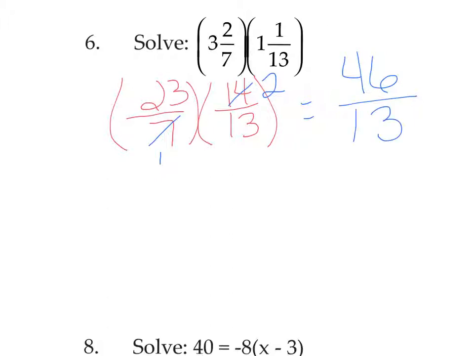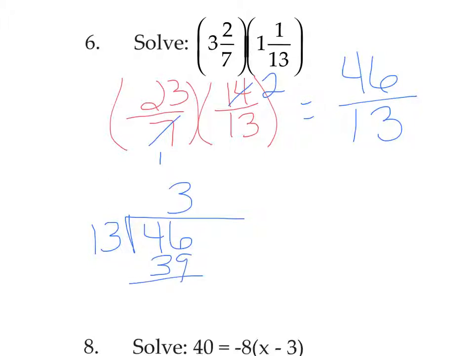So 46 over 13. Let's change this back to mixed numbers. Since we started with mixed numbers, this is an improper fraction. The bottom is smaller than the top. To change it back to a mixed number, we divide. 46 divided by 13. And 13 goes into 46 3 times. That's 39 with 7 left over. That 7 becomes the numerator. The denominator is still 13. So this is equal to 3 and 7/13.